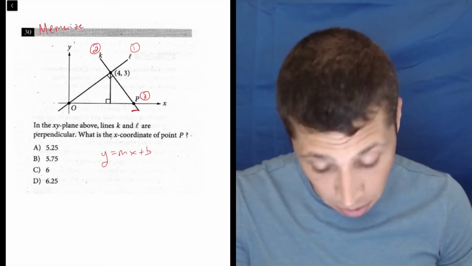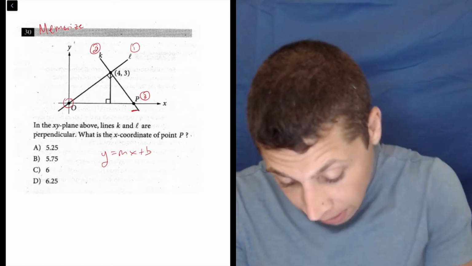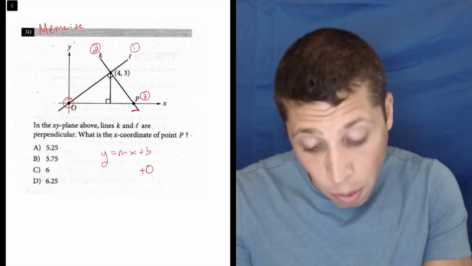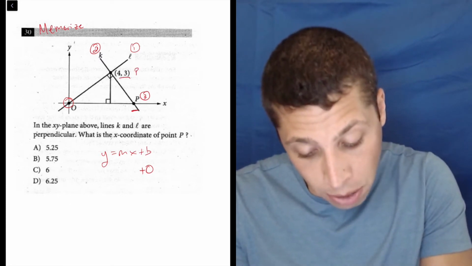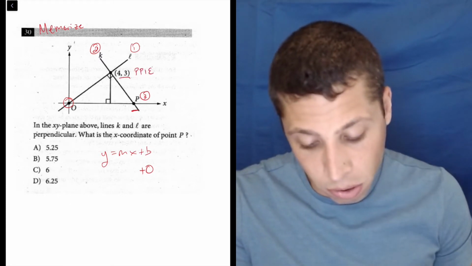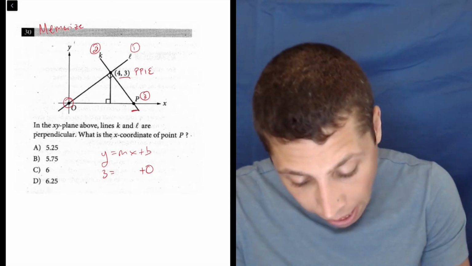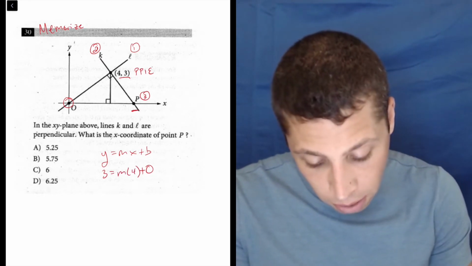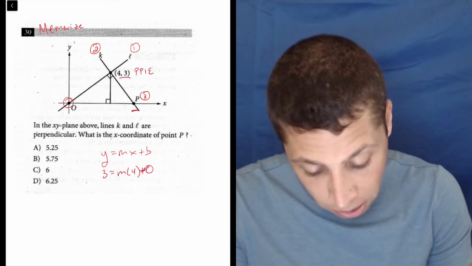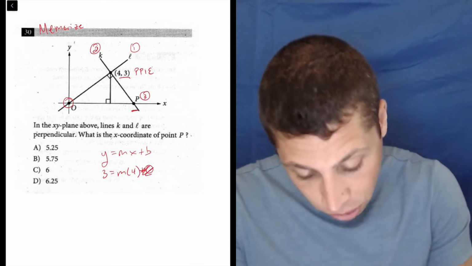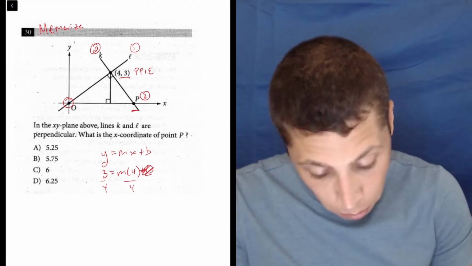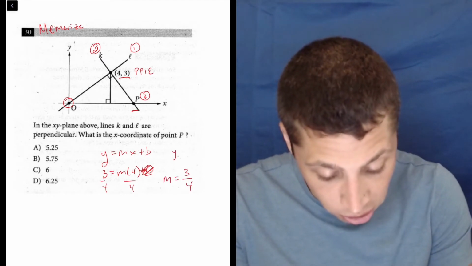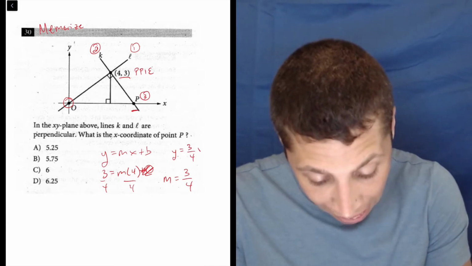What do I know? Well, I know the y-intercept. It's 0, so I can just plug that in, or I can just leave it off. And I know a point, right? So I can use my favorite strategy, plug points into equations. We have a y value of 3 and an x value of 4. So we can now solve for m. Remember, the 0 goes away, and then we just divide by 4. So we get that the slope of this line is 3/4. So the equation, just to back up, is y equals 3/4 x.